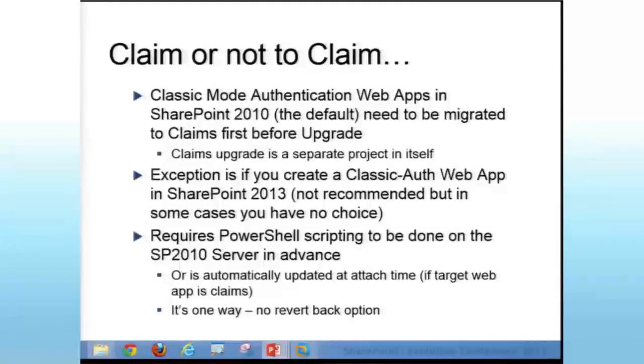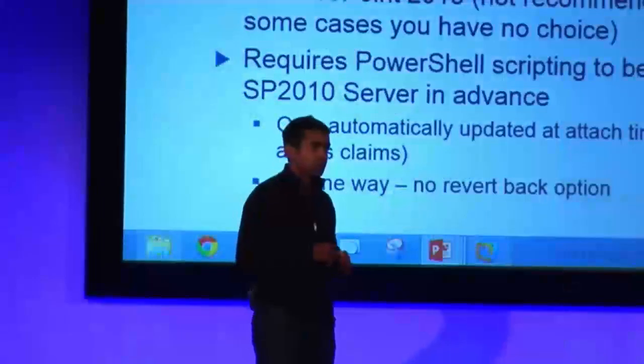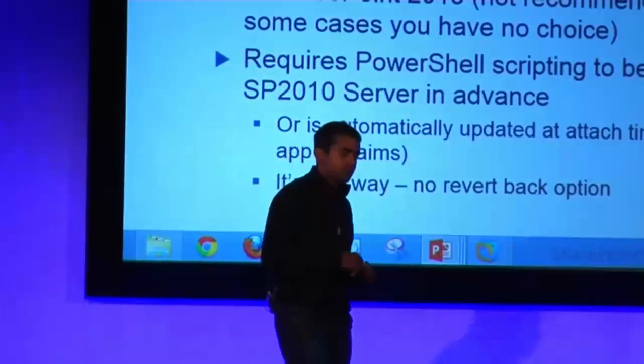And it's one way, so you can't go from claims to classic. If you go to claims, you are in claims, you can't revert back to classic. Say that the users are actually automatically updated to the claims users when you attach the DB. You don't have to run the scripts to migrate. Correct, go with a native method.